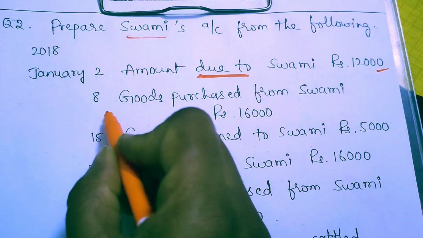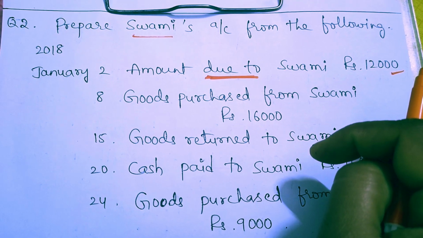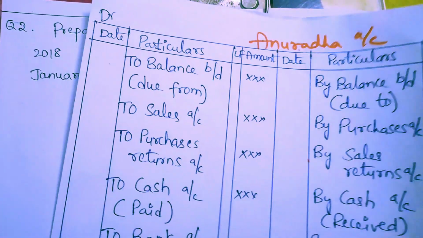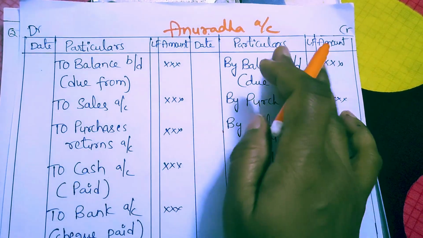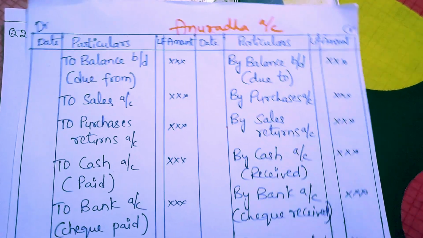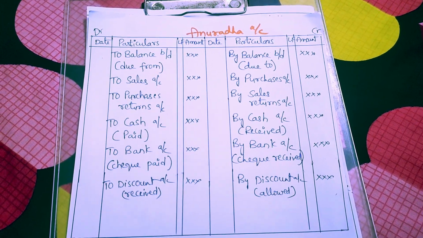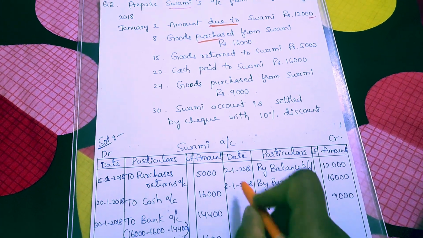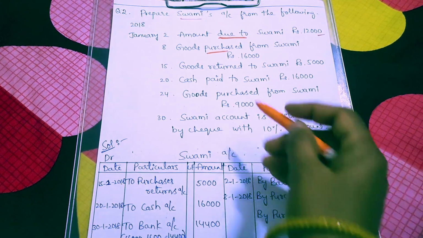Next one is January 8th. Goods purchased from Swami 16,000. So goods purchased from Swami. Purchased. We have to take the word purchased. So where we have to record purchases? See here. Credit side. Okay, credit side. By purchases account. Now we also are going to write on the credit side. This is a format. Okay, if you remember this, easily you can prepare that account. So by purchases account. Date, 8th date. By purchases account. Amount 16,000.